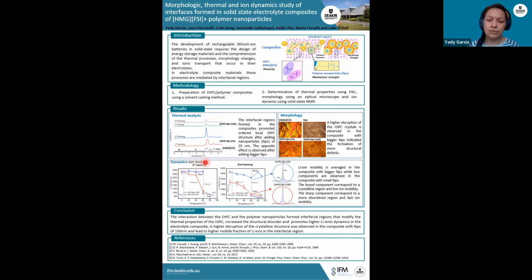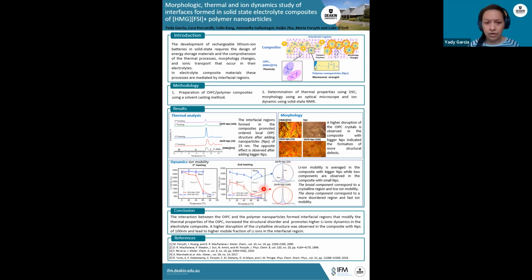From the ion mobility studies of the lithium ion, we observe that the lithium ion mobility is average in the composite with bigger nanoparticles, while in the composite with the smaller nanoparticles, we observe two different components. The broad peak corresponds to a crystalline region and low ion mobility, while the sharp component corresponds to a more disordered region and fast ion mobility.